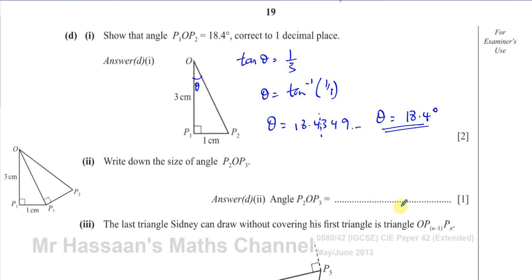Then it says write down the size of the angle P2 O P3, which is this angle here. Now, as we mentioned before, these two are similar triangles, and these angles are in the same relative position. So if this is theta, this is also theta. They're both the same. So when it says write down, you just write down the same answer because the two angles are the same, because of their similar triangles.